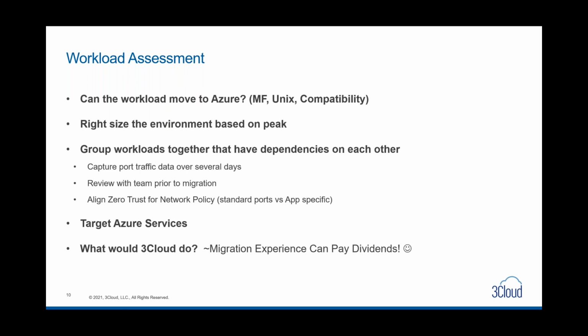Grouping workloads together, I mentioned this earlier, as they have dependencies on each other, we want to make sure that we're capturing that port traffic, and there's ways to do that. I'll share one of those towards the end of this as we get into the Azure Migrate and some of the queries, the KQL queries that we can run to gather that. But as we get into the details, it's good to have a baseline of what actually talks to what, so that the team can review that prior to migration. This, as I mentioned earlier, is becoming more and more important as people drive towards zero trust. Knowing what's talking to what is key to having success.